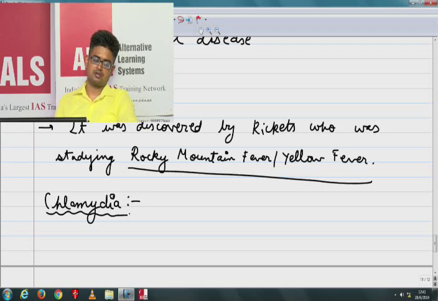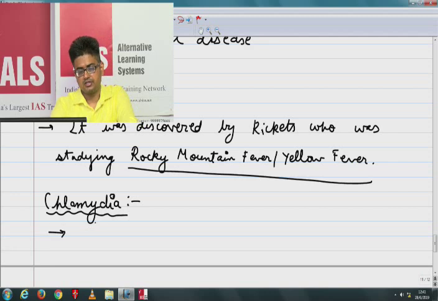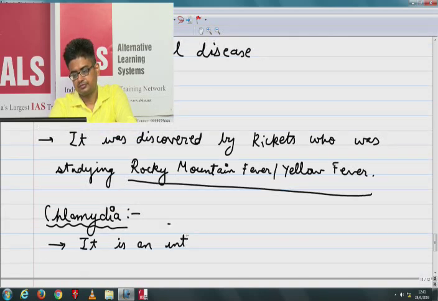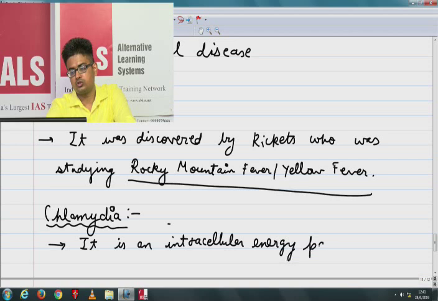Chlamydia is an organism called an intracellular energy parasite, or ATP parasite. That's all you need to know about it. It goes inside the cell and begins to eat the ATP only.